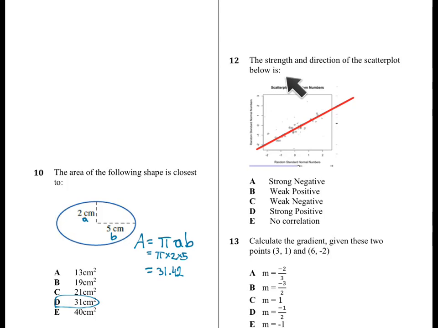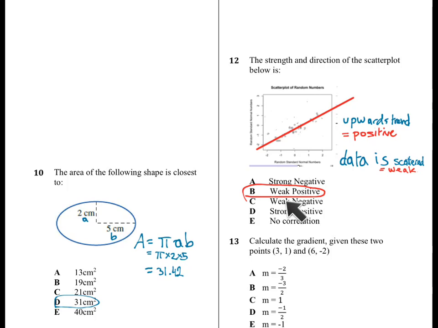Now, question 12, the strength and direction of the scatter plot below. Well, here's your scatter plot, and you can see this time they're fairly in a straight line direction, but they're going upward trend, so we've got a positive direction. But when you look at the points, they're fairly scattered around the line. So it's not a really strong correlation in this case. So when the data is scattered around the line, we say it's a weak correlation, a weak strength. So that is B.